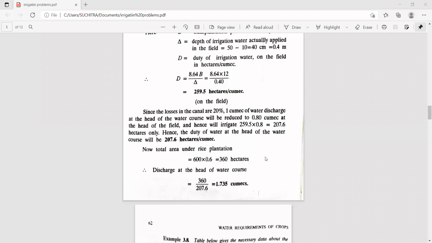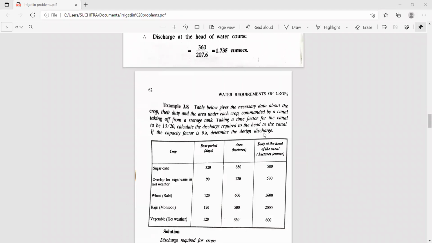And if conveyance losses are taken into consideration, then we need to calculate how much amount of water is required at the end of the main canal or end of the field channel. So next we shall discuss some more problems.